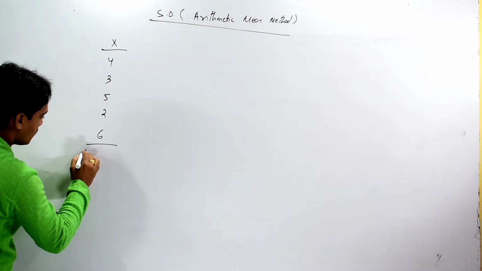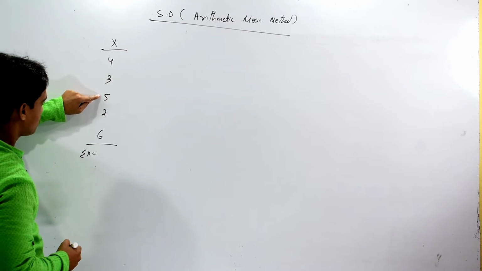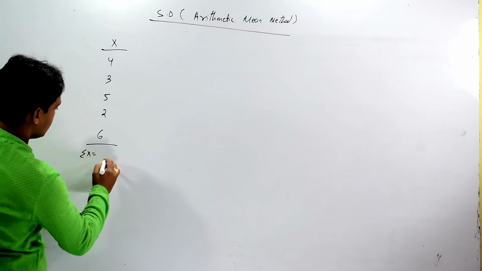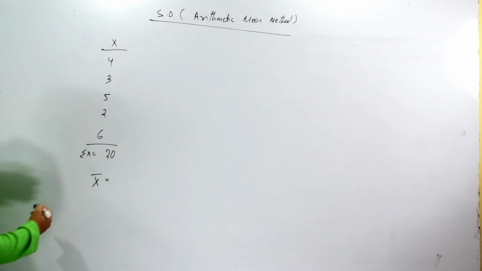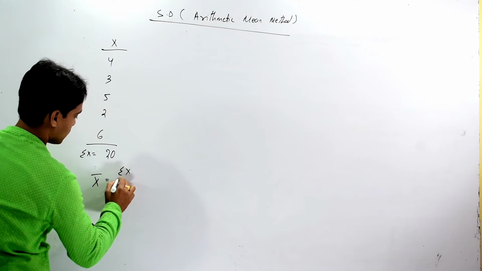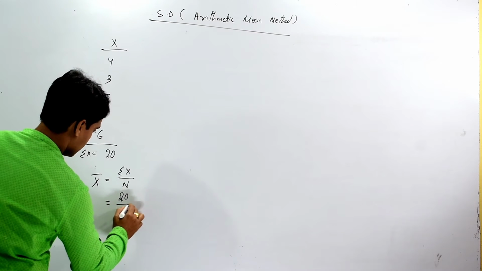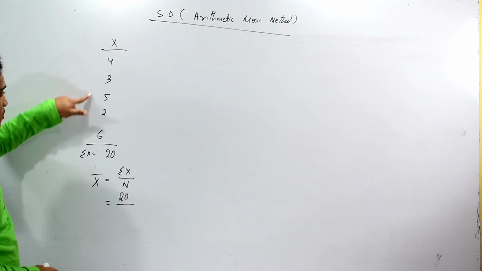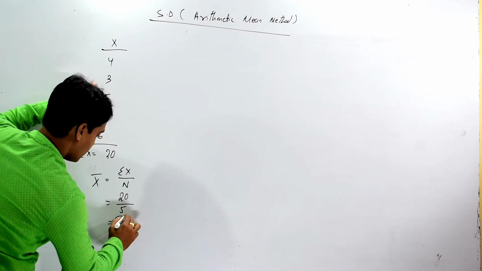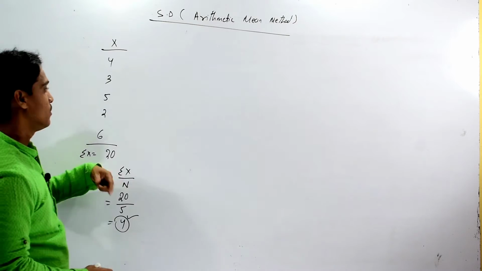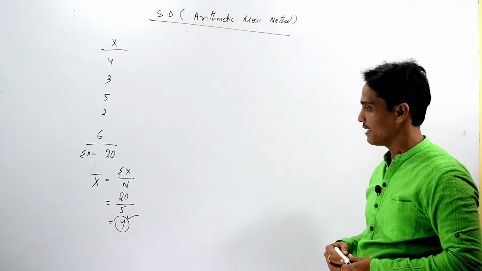So first of all find out the summation of x, that is 4 plus 3 plus 5 plus 2 plus 6, that is 20. So our arithmetic mean, denoted as x bar, equals summation x by n. So our arithmetic mean of the given series is 20 divided by n, the number of items, here 5. So our arithmetic mean is 4.